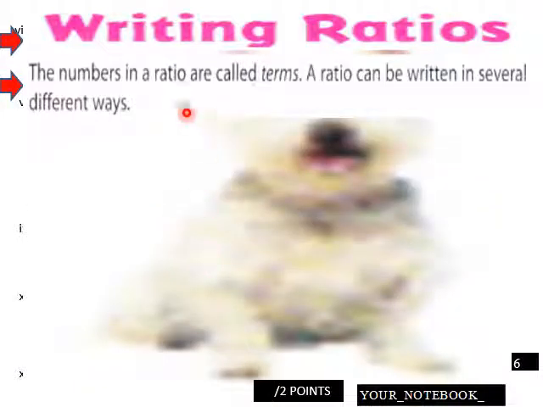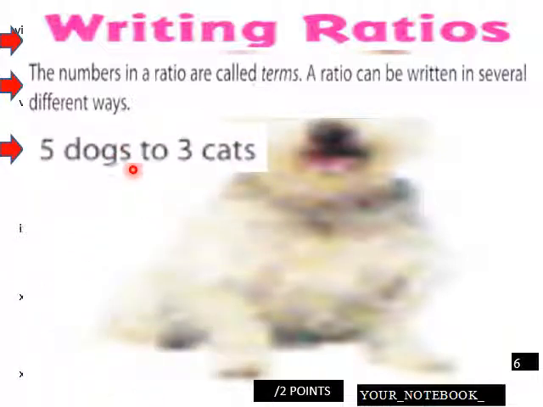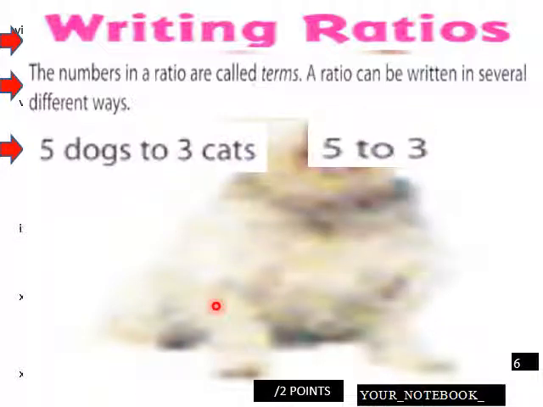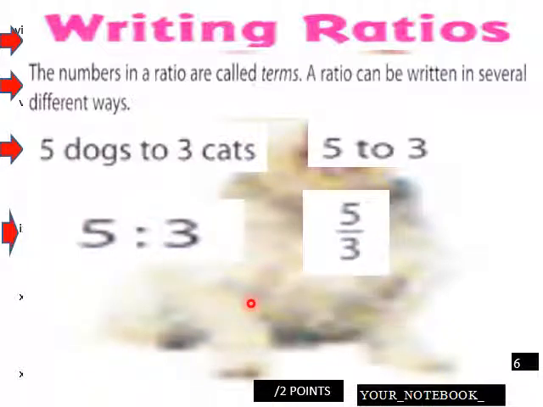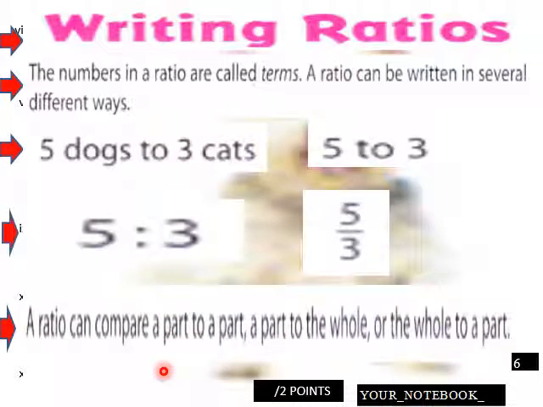Writing ratios. The numbers in a ratio are called terms. A ratio can be written in several different ways. 5 dogs to 3 cats, 5 to 3, 5 to 3 with a colon here. This is a colon. This is a fraction bar here, 5 to 3. A ratio can compare a part to a part, a part to the whole, or the whole to a part. So you can do it either way, a part to a whole or a whole to a part.